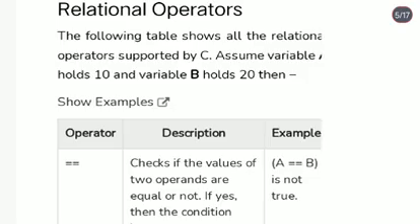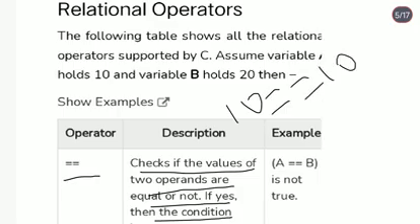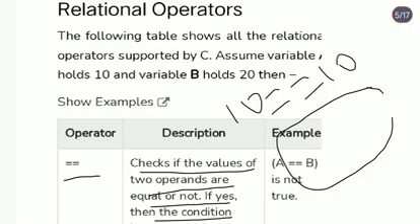Okay, so we are going to discuss this operator. It checks if the values of the two operands are equal or not. If yes, then the condition will happen, otherwise it is not going to be executed. For example, if I say 10 is equal to 10, then the code given in the condition will be executed. If 10 is equal to not 10, then the code which is written will not be executed. So this is very simple.